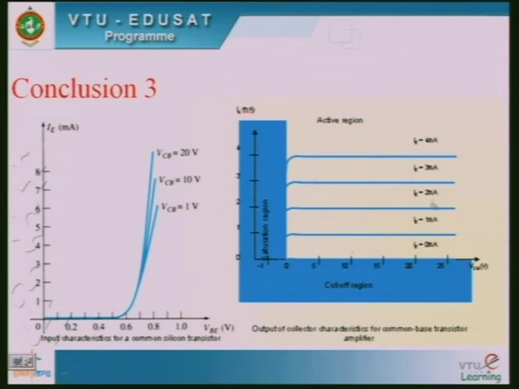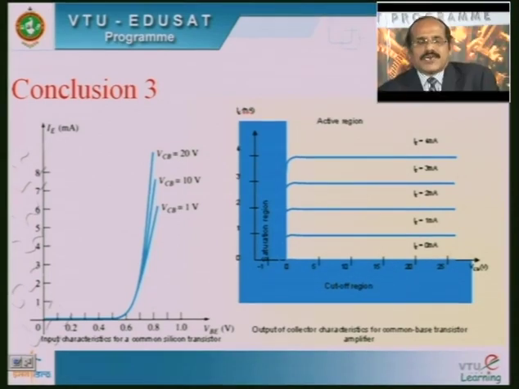Usually the active region is used for amplification purposes, because it is a linear region, and there is equal distance between these current curves, and these equidistant current curves give rise to faithful amplification. That is one important feature of this active region.